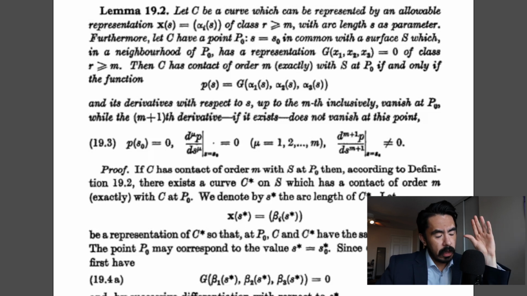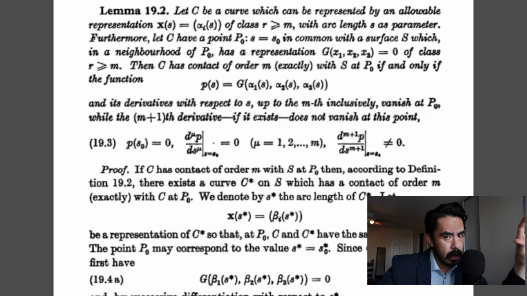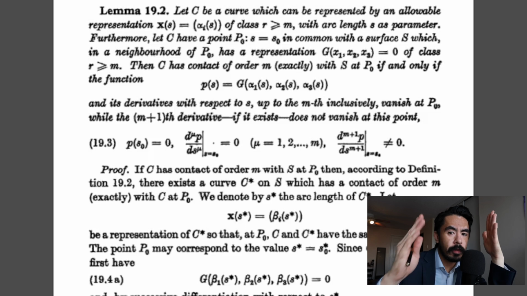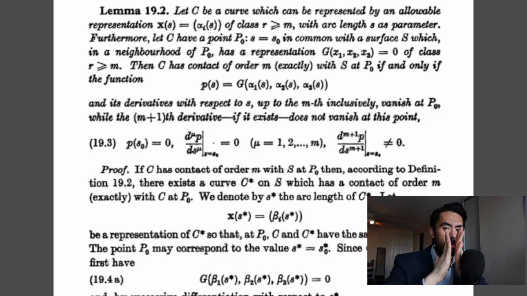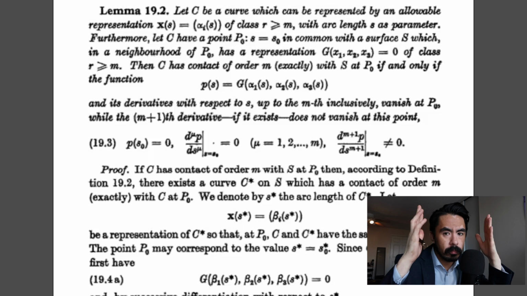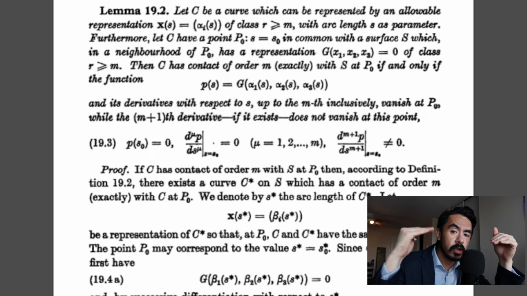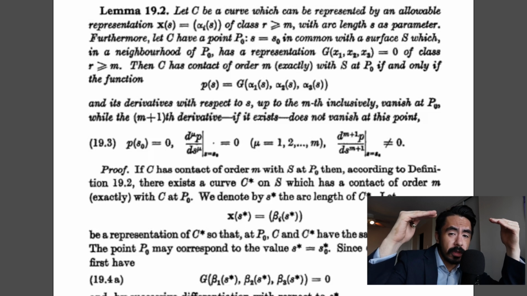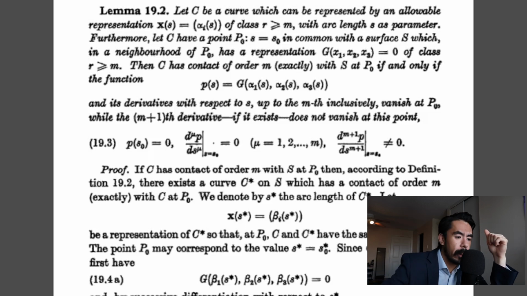And just before I dive into the proof, we can see that this Lemma 19.2 echoes the definition of contact for two curves, where you have the values of the curves equal each other. Otherwise, it just does not fit our intuitive notion of contact at all. And up to the order of contact, so with mth order, all of these derivatives are equal to 0. But then the m plus 1th derivative is not 0.